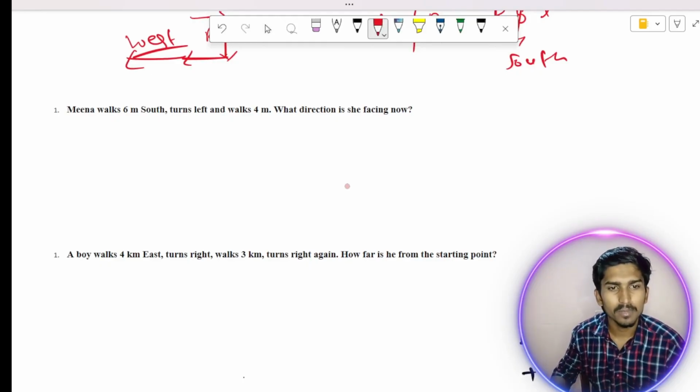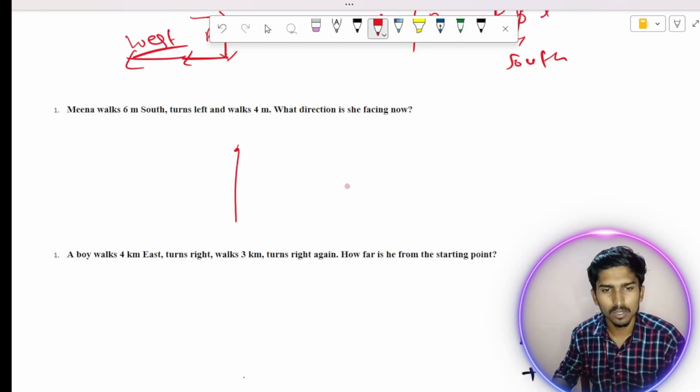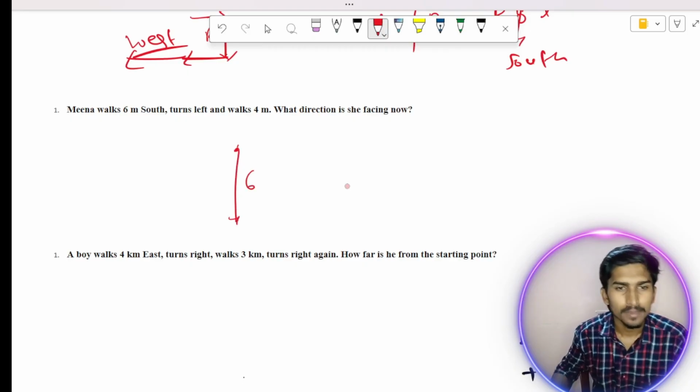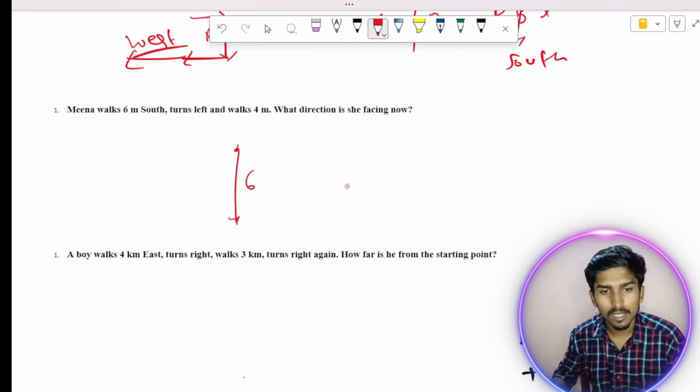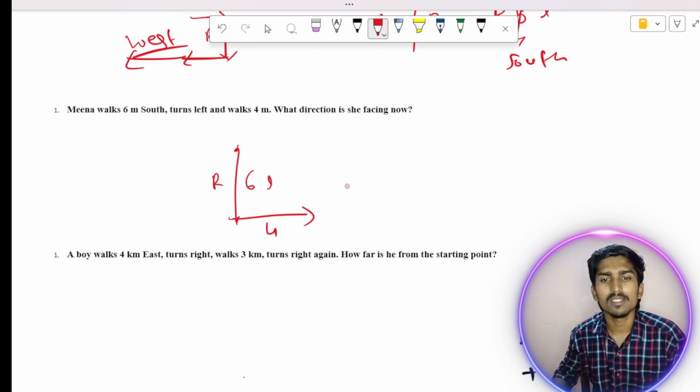Meena walks 6 meters south. Okay, Meena, if she is here, she walks 6 meters south, and turns left side. What is the left and right? This is the right, this is the left. Turns left and walks 4 kilometers. Okay, no problem. What direction is she facing now? She is facing towards east.